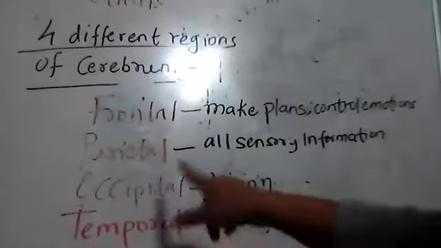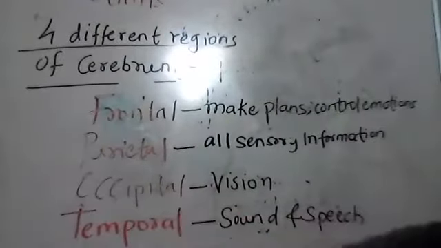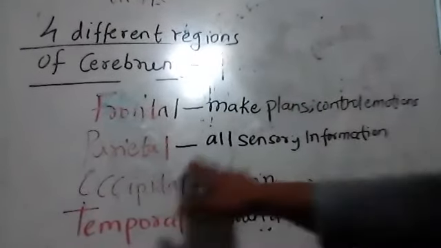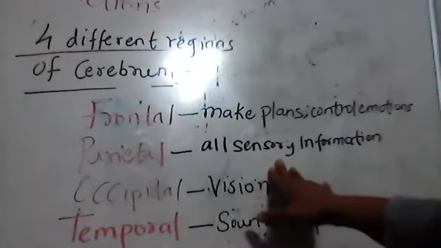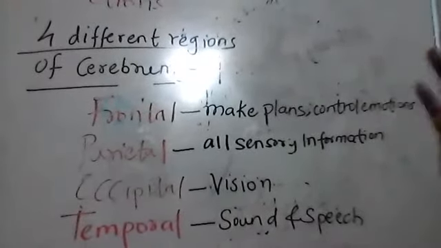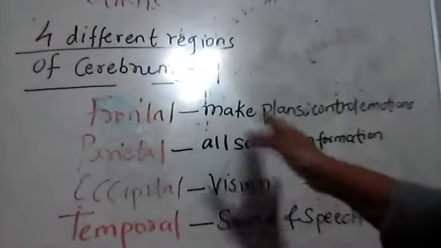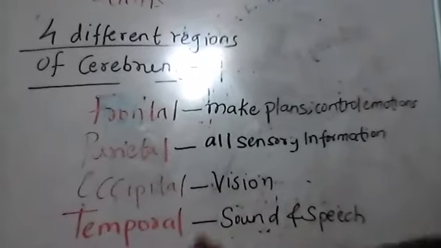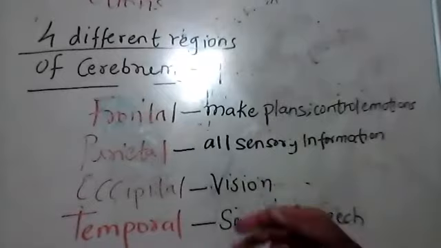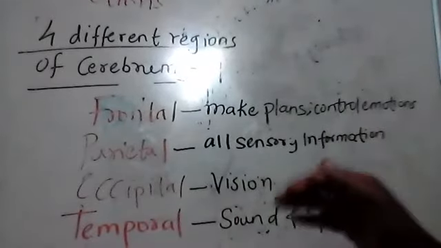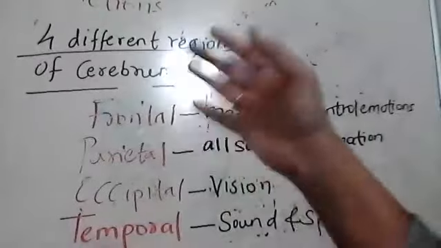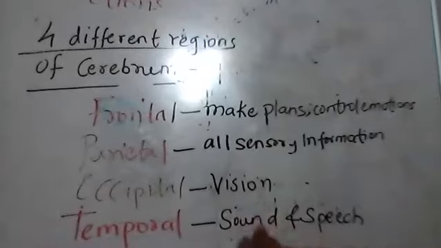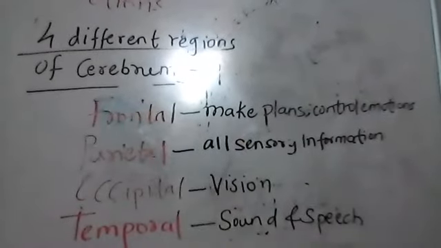So there are four regions of the cerebrum: frontal, parietal, occipital, and temporal. Frontal is involved with making plans and controlling the emotions. Parietal is involved with all sensory information, that is all requests, which are questions sent by different parts of the body, and responses the brain has to send back. Then occipital deals with vision, and temporal deals with sound and speech. Whatever you hear, once you hear from your ear, that message goes to your brain, then the brain has to respond. You have to talk, and that talking is done by your mouth. So all the sound and speech is handled by the temporal region.